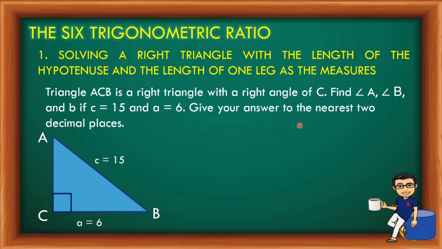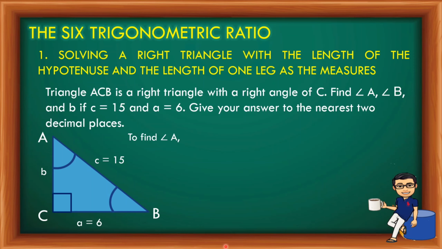So, ano ang hinahanap natin? Find angle A. Nasaan ang angle A? Ito yung angle A. Hanapin din natin ang angle B, sukat naman ng angle na ito, at side b. So, ito yung angle B, ang opposite niya ito ngayon yung tatawagin nating side b. So, one at a time, isolve natin.